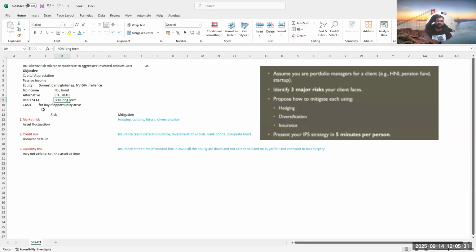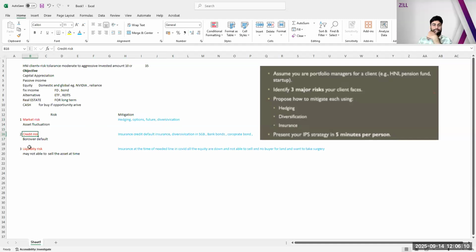I will go for it for the long term, like for 20 to 30 years maybe. I will have some cash in my pocket if any opportunity arrives, so I can catch it, like if the market falls, a company crashes, a sudden news hits, or a great IPO is coming, so I can invest in it. The risk I am facing here is market risk. I can mitigate it by hedging in options and futures, and I can diversify also.